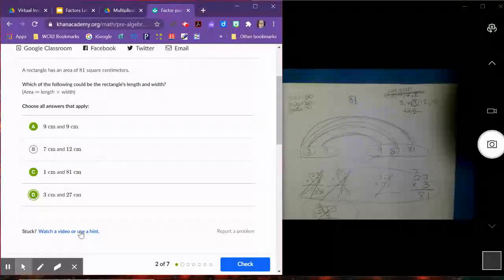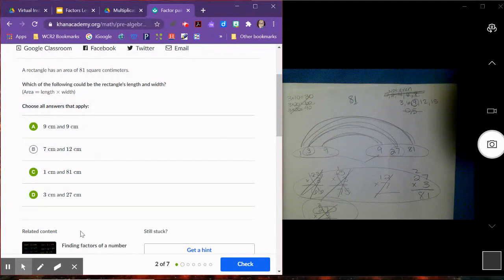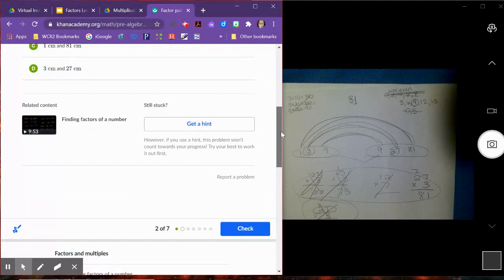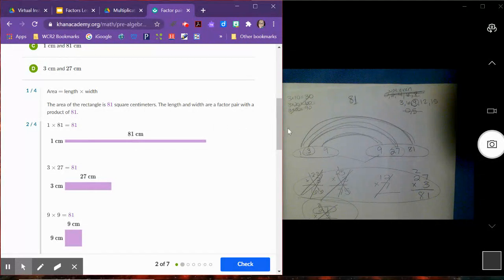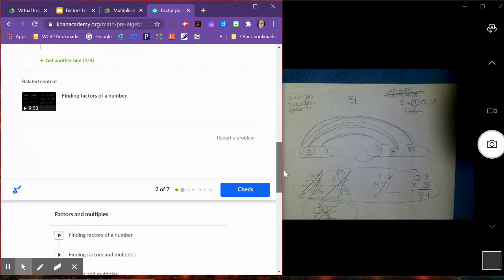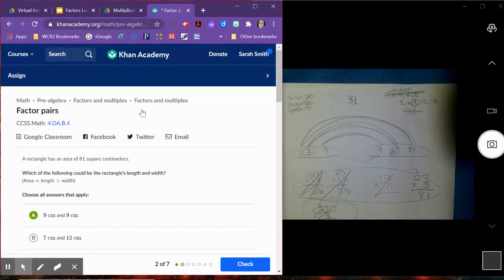Again, don't forget with Khan that you can click on watch a video or get a hint. It actually shows you a learning video here, or you can click get a hint and it tells you how to break it down. You can get another hint, it breaks it down again for you, and so on and so forth. So don't forget that you have those tools available to you.